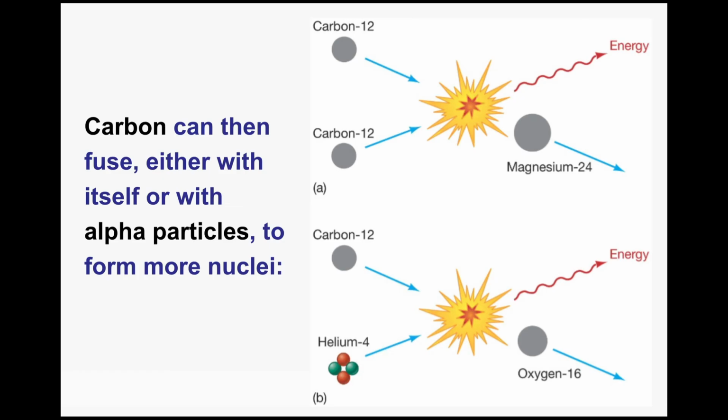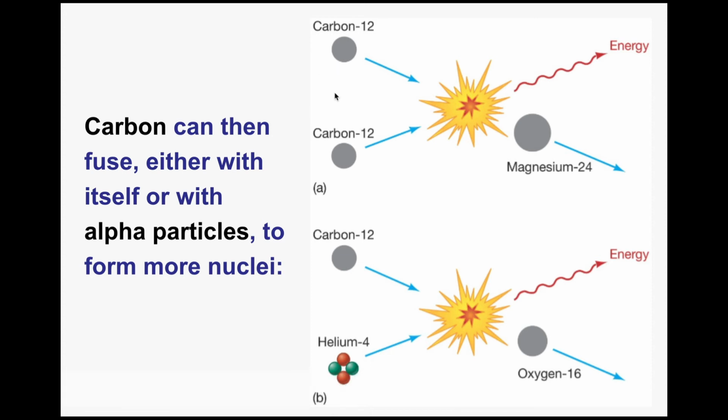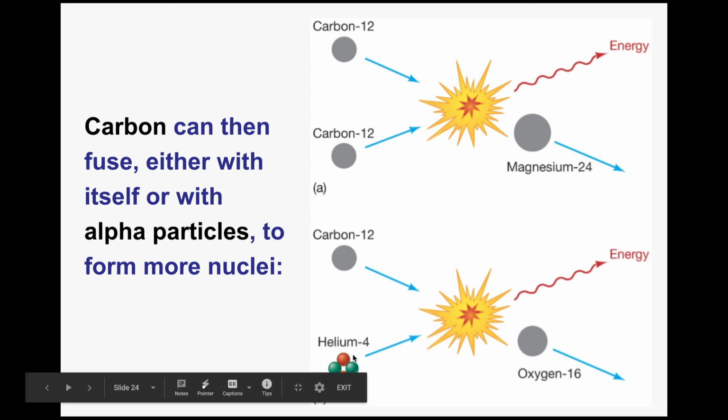Okay, so I mentioned that alpha particles make a lot of carbon. If you add two carbons together, you get magnesium 24. But if a carbon and a helium add together, you get oxygen. So you'll notice that it's often either a doubling of the nuclei, or a nucleus that is bombarded with helium particles and fuses with one of them.